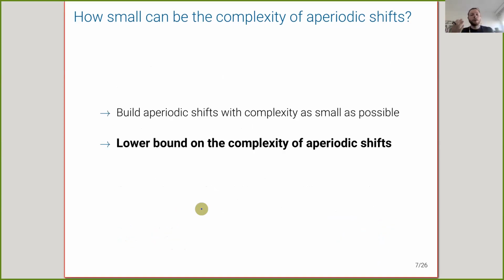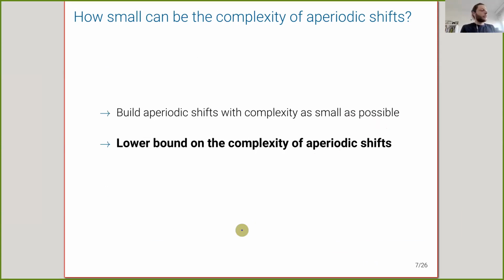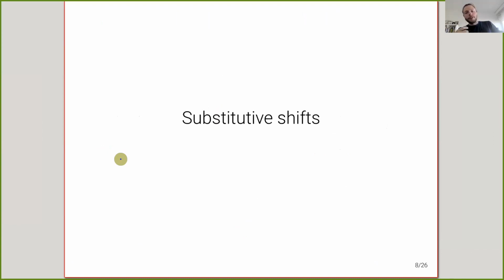So there are two directions on which to work. We have seen that we have one lower bound, mn plus 1, and we have some kind of upper bounds with some results related to shifts here. So that's one upper bound. But for SFTs, we don't have a general upper bound. And today I'm gonna talk more about lower bounds, and more specifically about substitutive shifts.